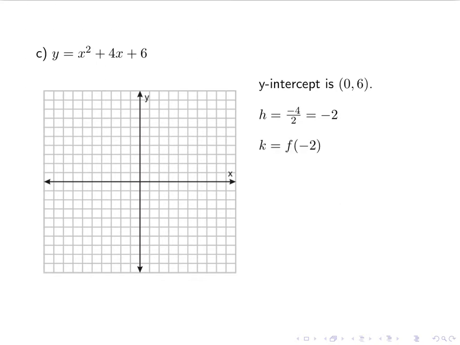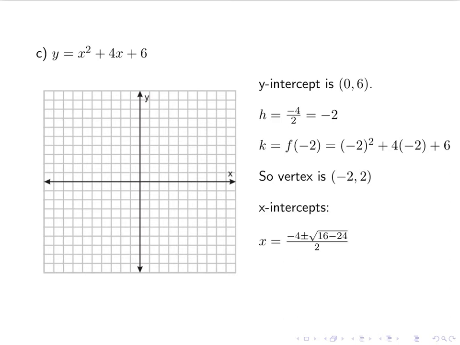We plug it in. So -2 squared plus 4 times -2 plus 6. And that should give us 2. So the vertex is -2, 2. Notice that's not an x-intercept, so we do need to find them.